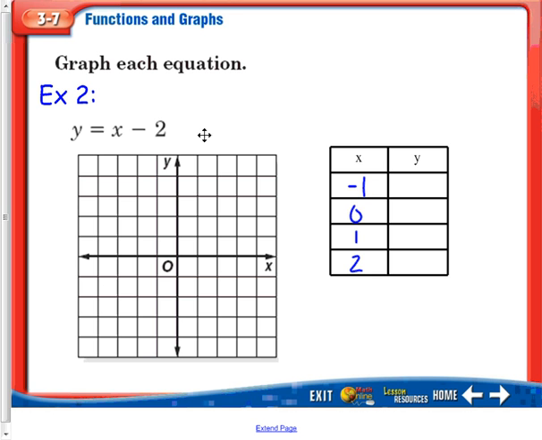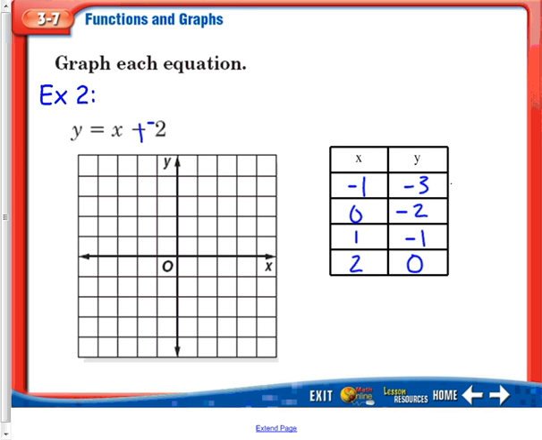So let's plug in -1 to our equation. If I owe 1 and owe 2, that means I'm going to owe 3. If I don't have any and I owe 2, then I'm going to owe 2. If I have 1 and owe 2, that means I'm only going to owe 1. If I have 2 and owe 2, that means I really don't have any.